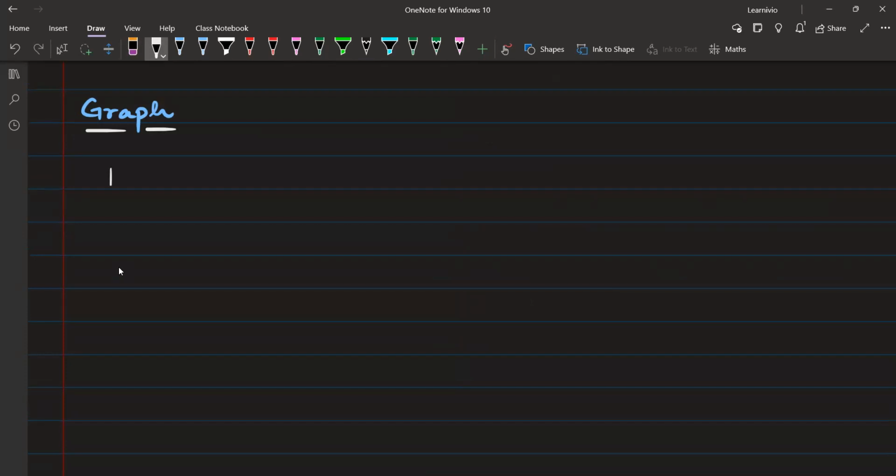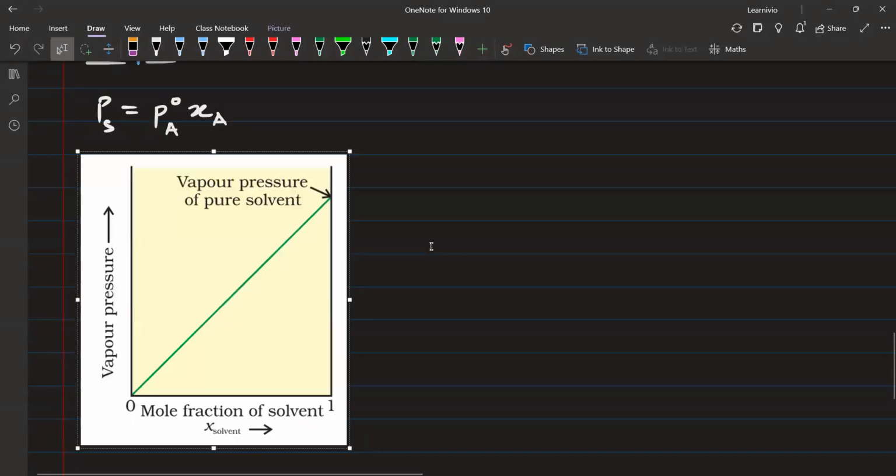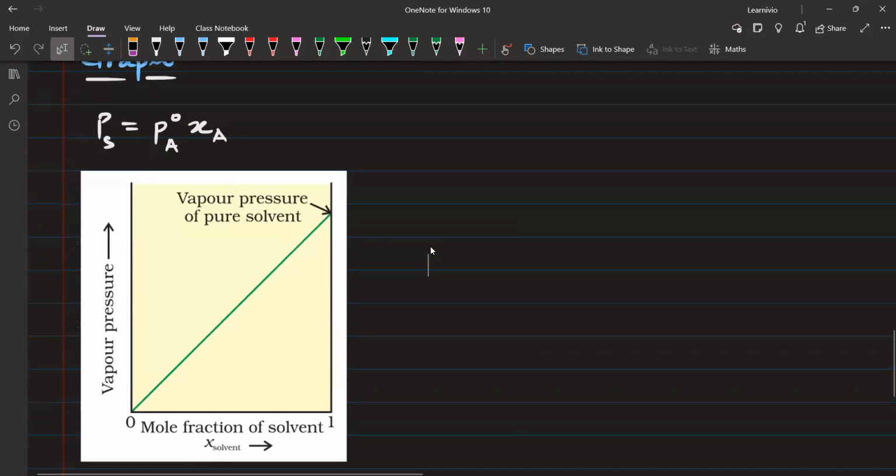While we were deriving the relative lowering of vapor pressure, we got the equation that the pressure of solution is equal to P naught A chi A. We can draw a graph for this, and the graph will be y equals mx, that means passing through the origin, and the graph will look something like this. Okay, so this is the graph. That means the mole fraction of solvent against the vapor pressure.